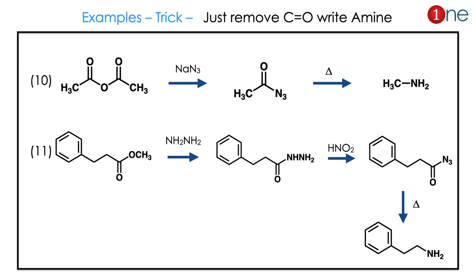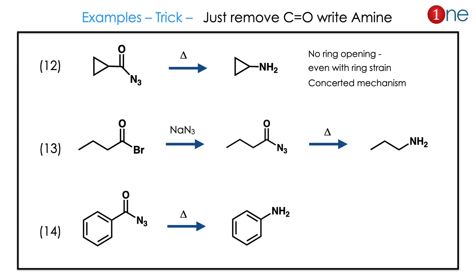Then the 11th example, you have a side chain ester, you are using hydrogen and you have the hydrogen substituted product. Then if you use nitrous acid, it is converted into azide. So the same reaction, the Curtius rearrangement occurs, final product amine. Here you are using hydrogen and nitrous acid for the conversion.